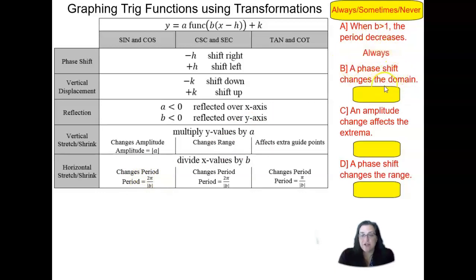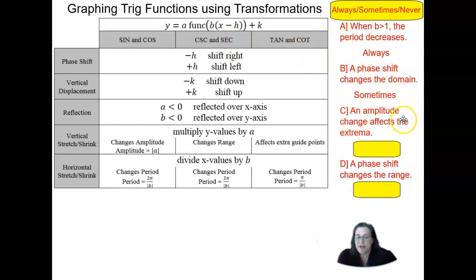A phase shift changes the domain. Phase shift, remember, is a translation to the left or the right. So it would not change the domain for sine and cosine because their domain is all real numbers. But secant, cosecant, tangent, and cotangent, they have vertical asymptotes that would be affected by a phase shift. So the domain sometimes changes depending on whether you have sine, cosine, cosecant, secant, tangent, or cotangent.